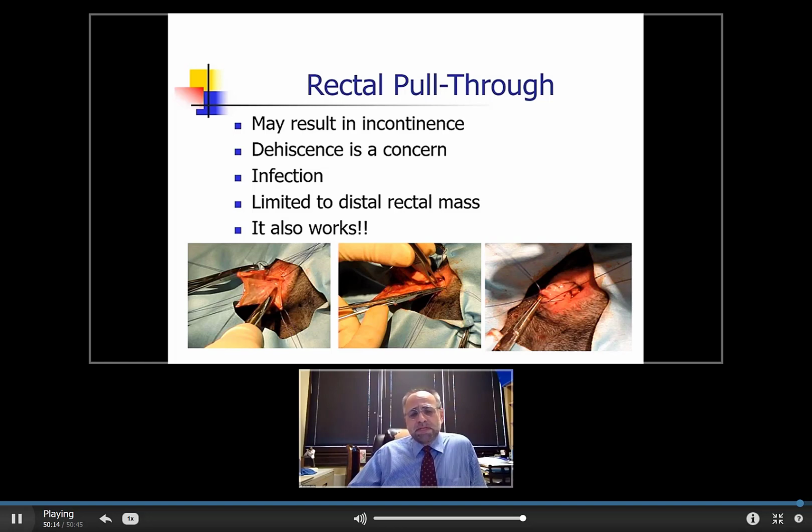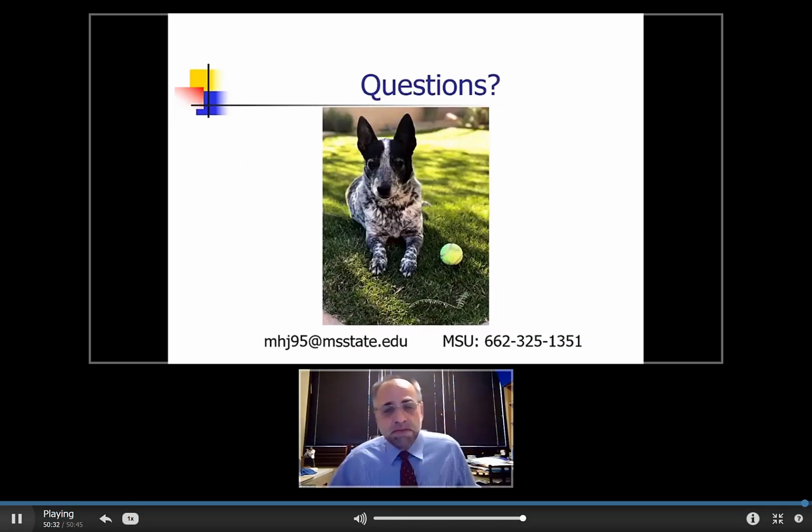And it really is limited to the very, very distal rectal masses. Despite all the problems and complications and the unsavory nature of this surgery, it actually does work. And so owners do have to understand that there may be a fecal incontinence issue associated with this before we go into the surgery.